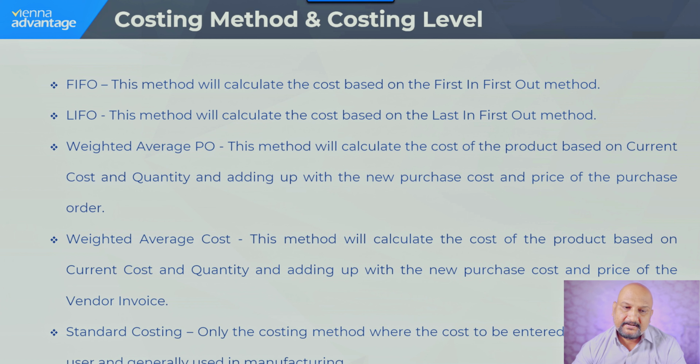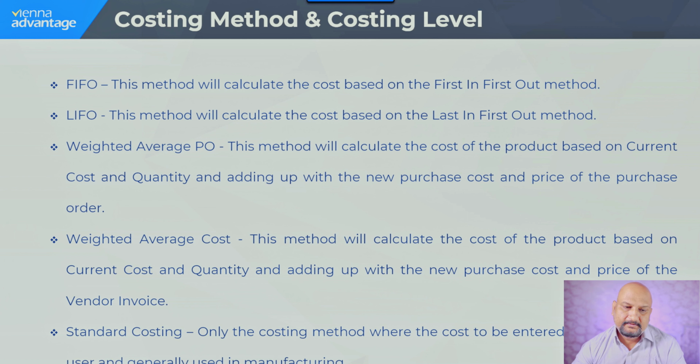The important part here in terms of the weighted averages is that it is based on the available stock. And another difference between both of them is the prices that are considered. When it is weighted average PO, it is from the purchase order. When it is weighted average cost, then it is going to be the invoices.